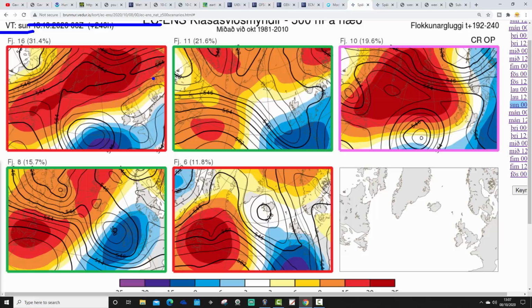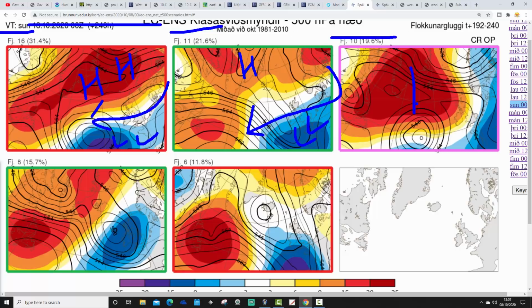16 members of the ECM ensembles have blocking to the north, high pressure to the north, low pressure to the south. Winds are in from the east with that one. 11, again with low pressure to our south, high pressure to our north, blocking away. Winds in from the east with that. Quite unsettled, more southern parts of the country.